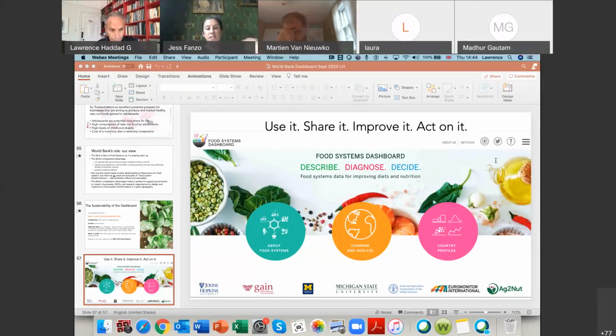And key policy conditions, we have some policy metrics on the dashboard, like does the country have a food-based dietary guideline? Does the country have a fortification policy? Does it participate in one of the trade agreements? So we have some key policies, but we need to strengthen that.